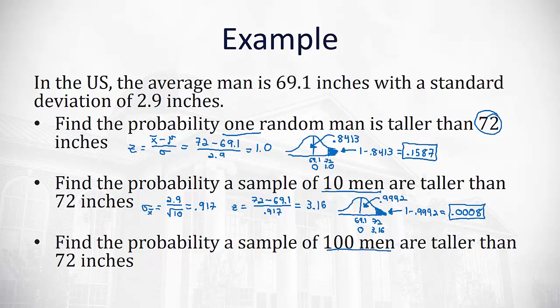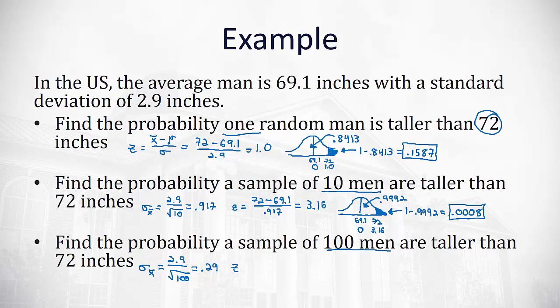What if we extend it to a sample of 100 men? Now that we have 100 men, an even larger sample, it should be even rarer for this to occur. We have sigma sub x bar, or the standard error, is 2.9, the standard deviation, divided by the square root of the sample size, which is 100. That's going to give me a standard error of 0.29.